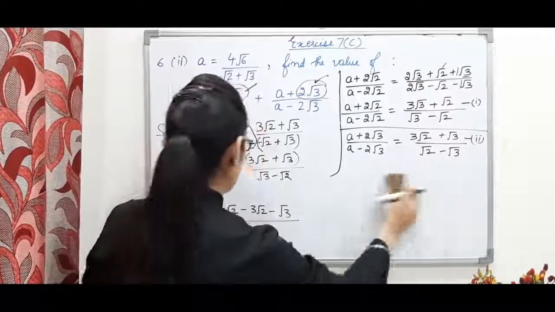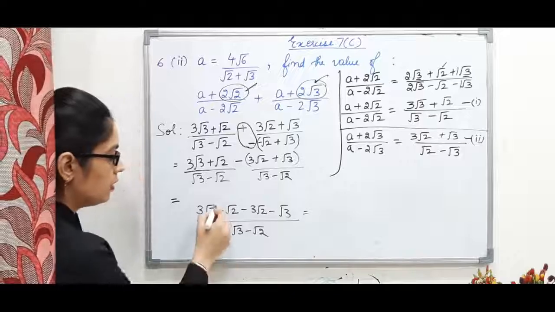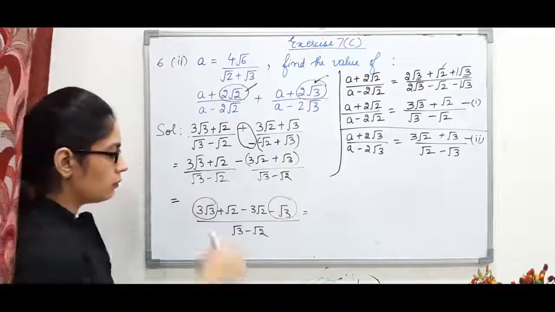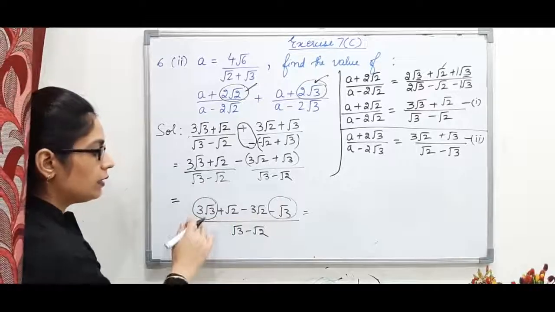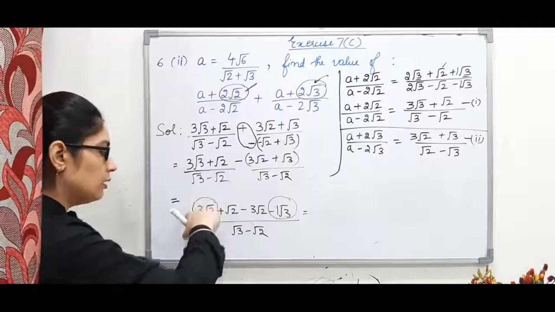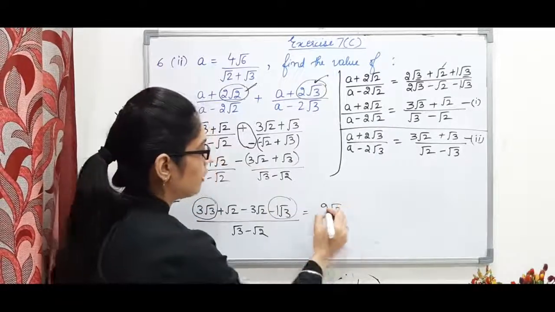Now we can see all the like terms, wherever it is possible we can solve. This and this, these two are like terms because both are with root 3. 3 root 3 minus root 3. Root 3 means 1 root 3. So 3 minus 1 is 2. Root 3 as it is we have to write.